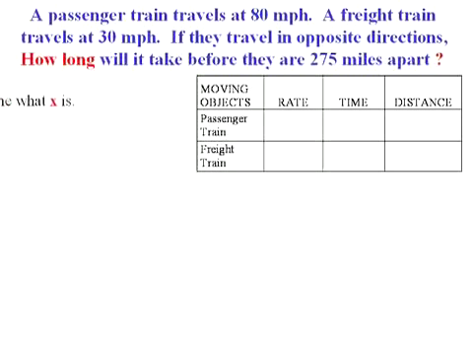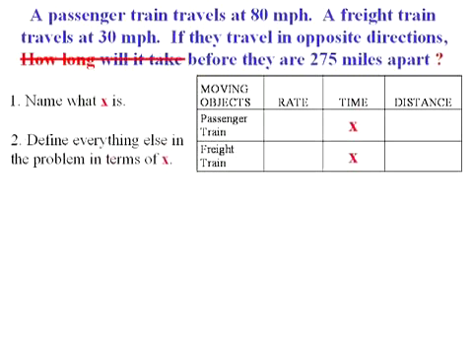Step 1. Name what x is. What do they want to know here? How long? So x is time, isn't it? Okay. And they're both going the same amount of time, so sometimes you can do this: you can put the x in more than one place. I'll cross that out.